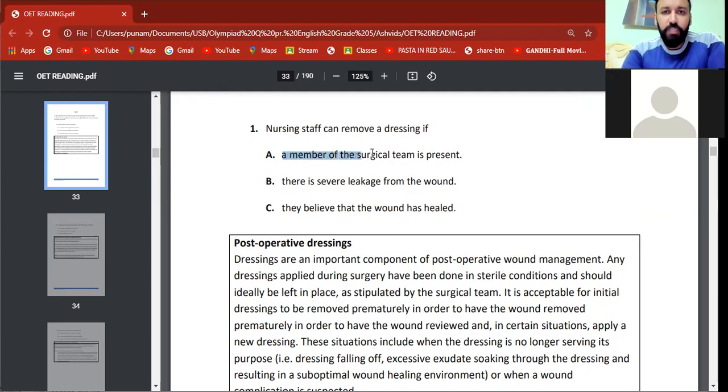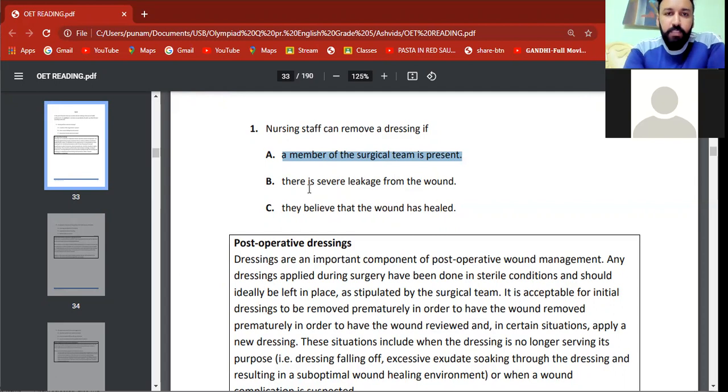Option one: a member of the surgical team is present. So the presence of a surgical team member should be in your mind. That's what should be present. So what's going to be in your mind is member of surgical team, presence.